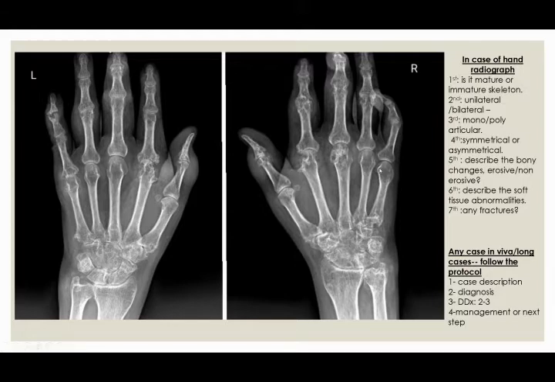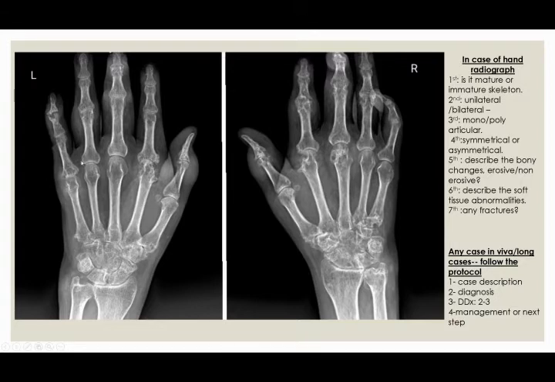In the right hand, the erosion is mostly seen in the proximal interphalangeal joint, in the interphalangeal joint of the thumb, in the metacarpophalangeal joint of the second and the third fingers, in the carpometacarpal joints of the first and the fifth fingers, and within the carpal bones.